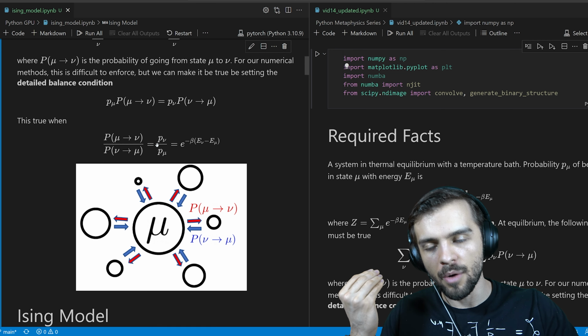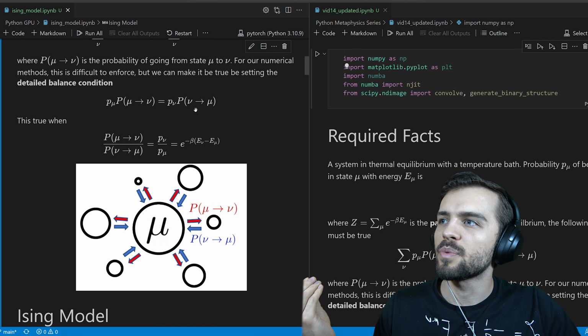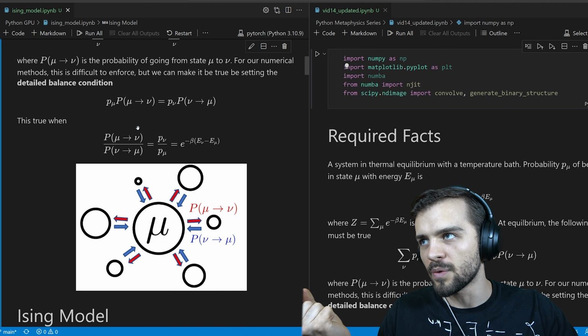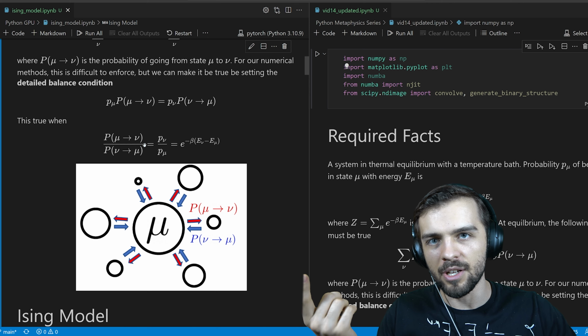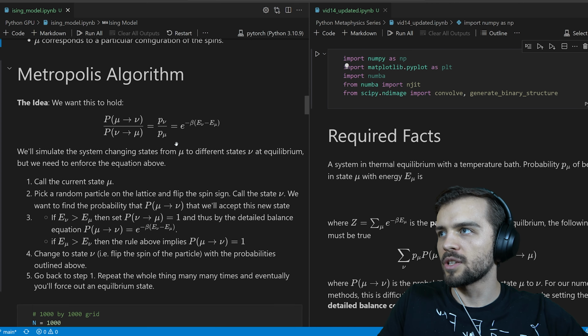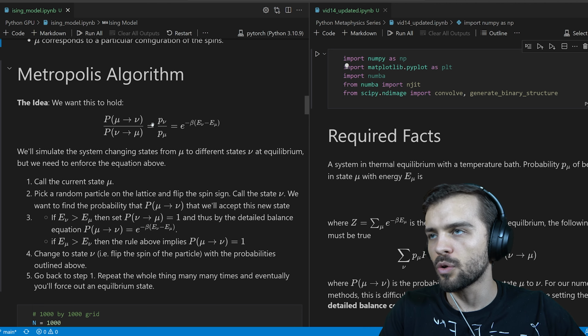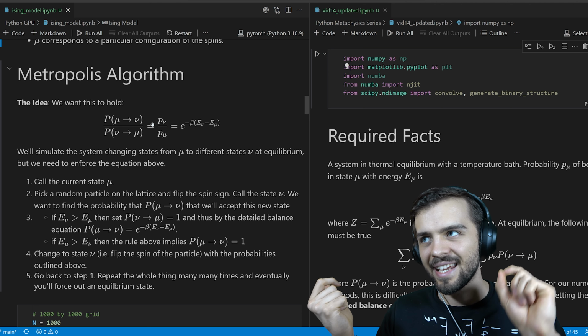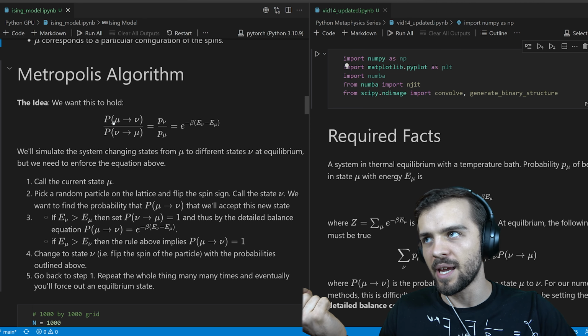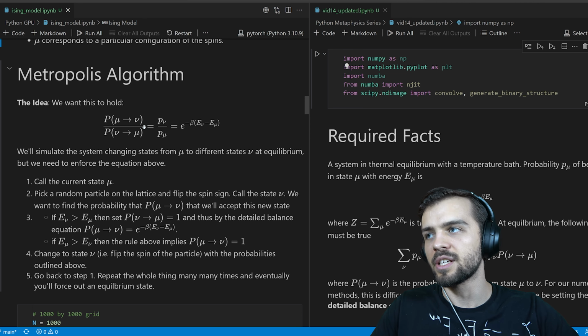So the question is, if you start with random spins, how do you actually reach this condition here? Well, it turns out you can mathematically prove that if you enforce this condition at every iteration, it will eventually move into that state of detailed balance. So remember, we want this equation to hold, and we're going to start with random spins at a given temperature. By the way, the temperature is specified by beta. So for different values of beta, this is going to look different. You're going to get different results in your lattice.